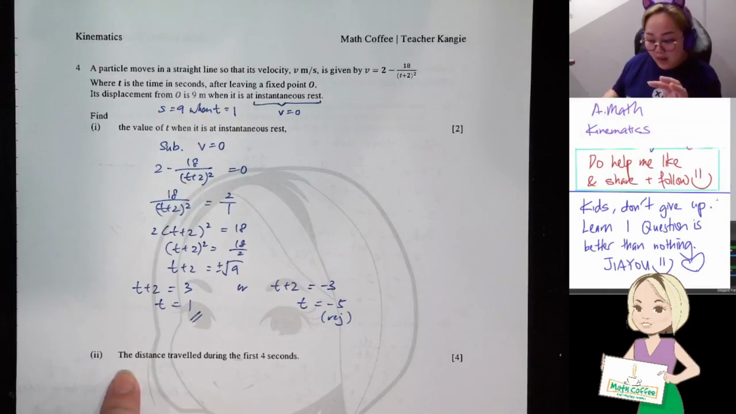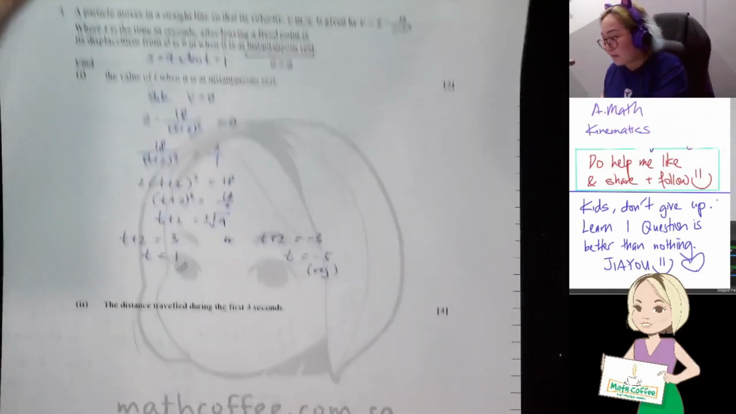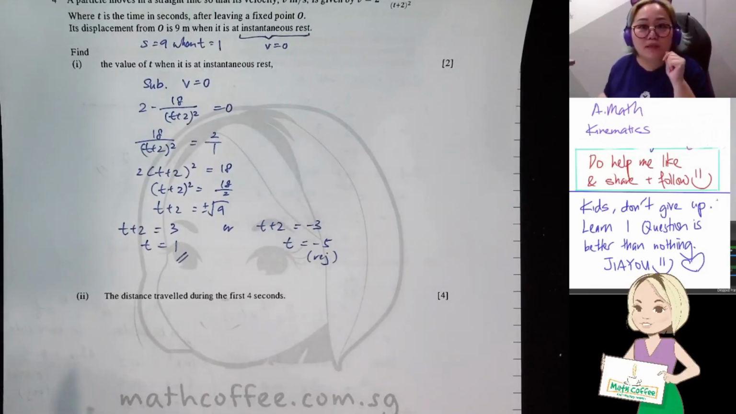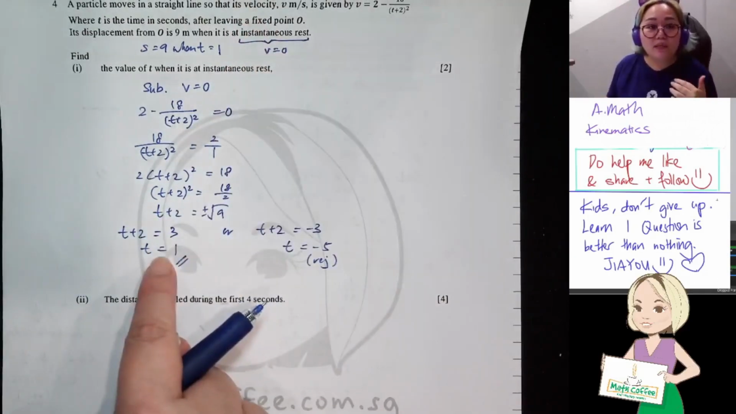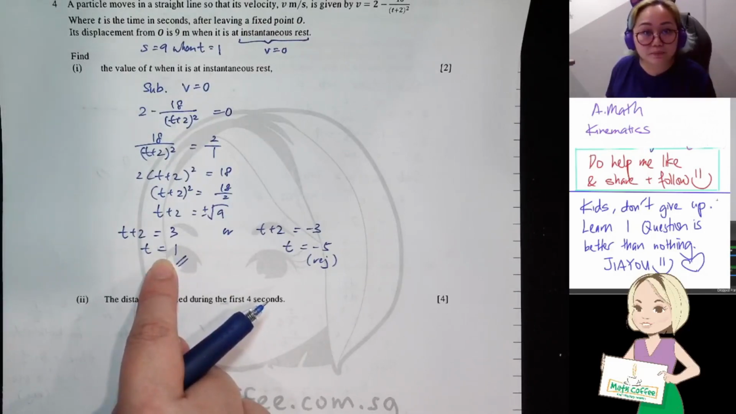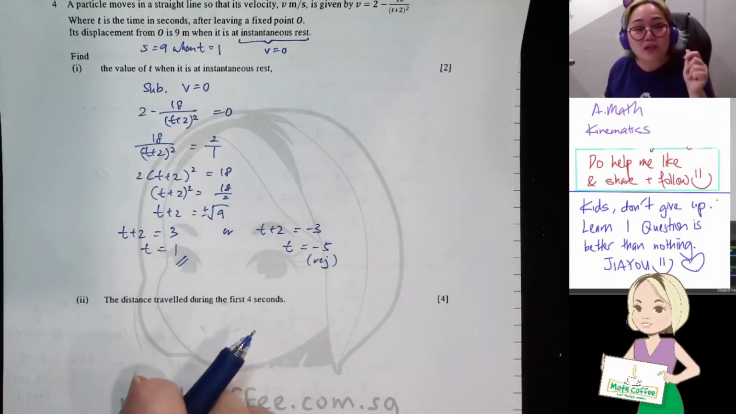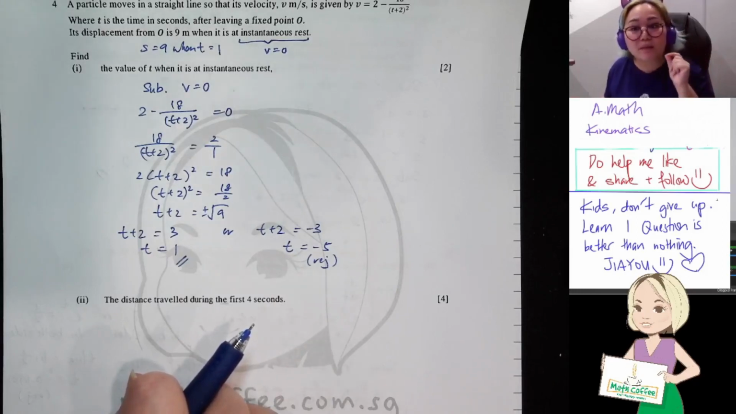Okay, so now they ask, find the distance traveled during the first 4 seconds. Every time they ask you to solve for distance traveled, you must always find out whether your object changes direction. In this case, I already did v equals 0, which means I know my particle will change direction at t equals 1. Sometimes the question never asks you to do v equals 0, but you must automatically do v equals 0 to find out the turning point.